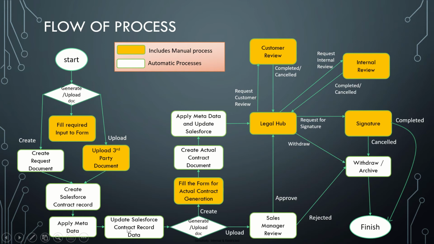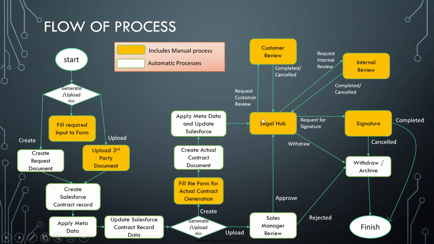At the start there will be minimal data given, and that is being updated now. Along with the additional data, again the Salesforce record will be updated. Then it will come to the legal hub. Legal hub is nothing but the review by the legal team, where a group of members will be there to review the document, and it will be assigned randomly to one person so that he can go with the further process of that particular document.